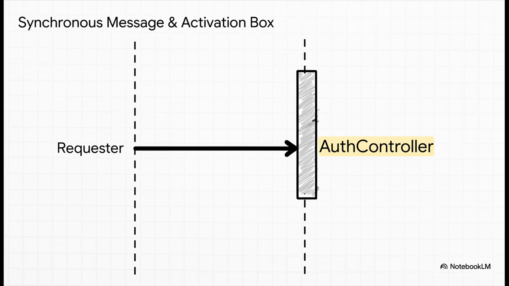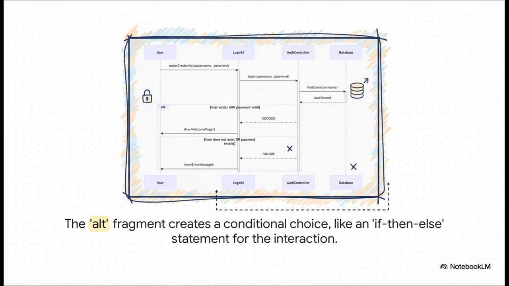And look at that thin rectangle that just appeared on the auth controller's lifeline. That's called an activation box. It's a really simple way to show us that the controller is now active. It's busy, it's processing, it's thinking. So now this system is at a fork in the road. Are the credentials correct or not? To show this, we use something called an alternative fragment, marked with alt. Think of this box as a visual if-then-else statement. The top half is for one outcome, like the password is valid, and the bottom half is for the other. It's how we map out decisions.